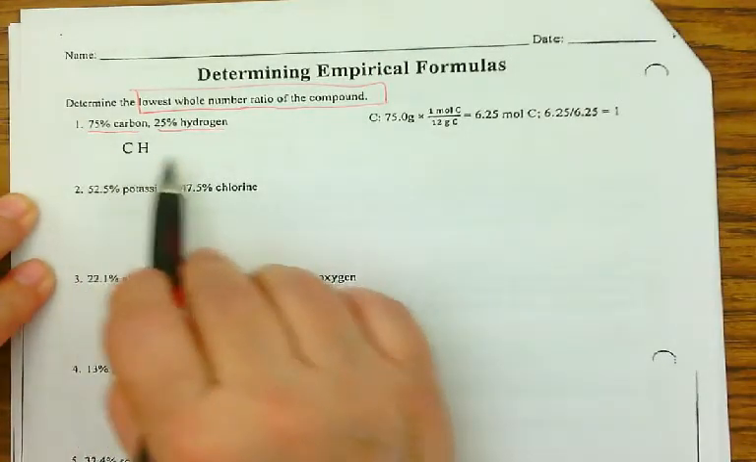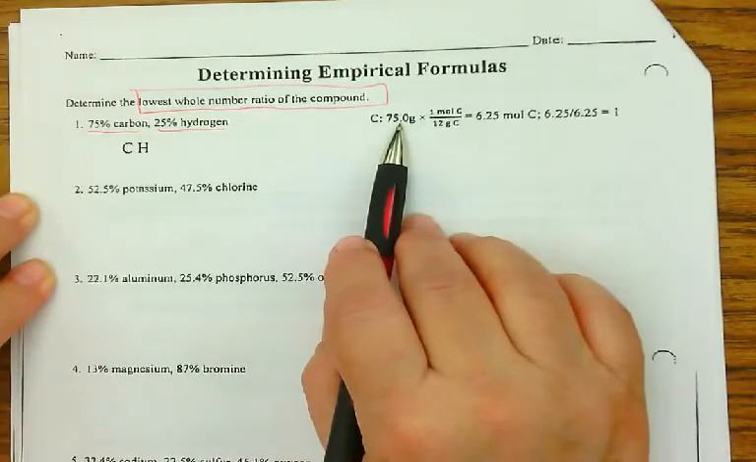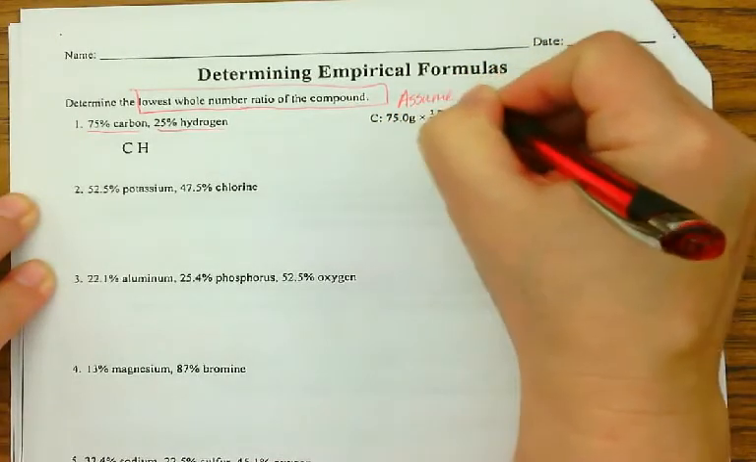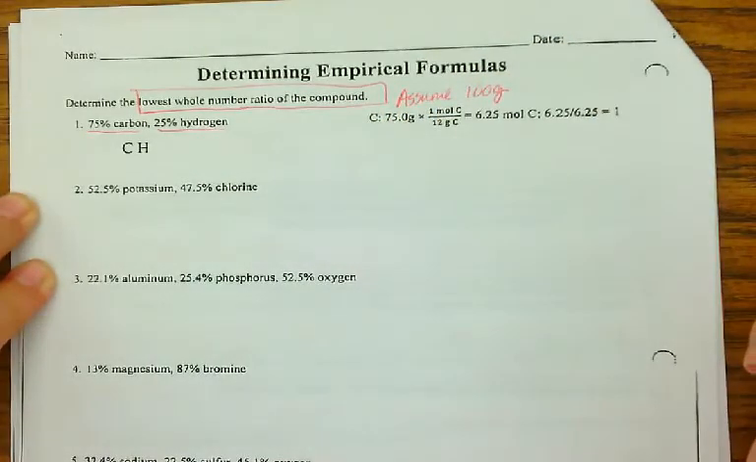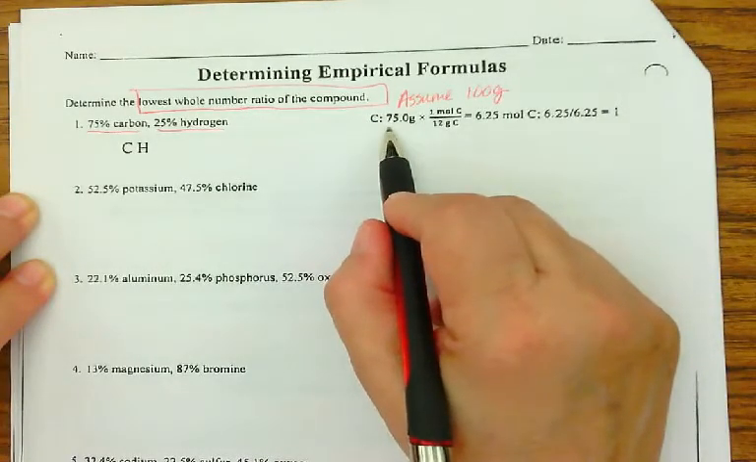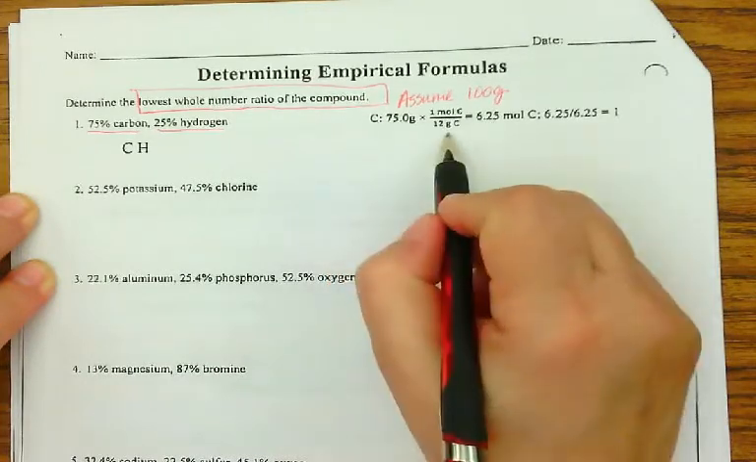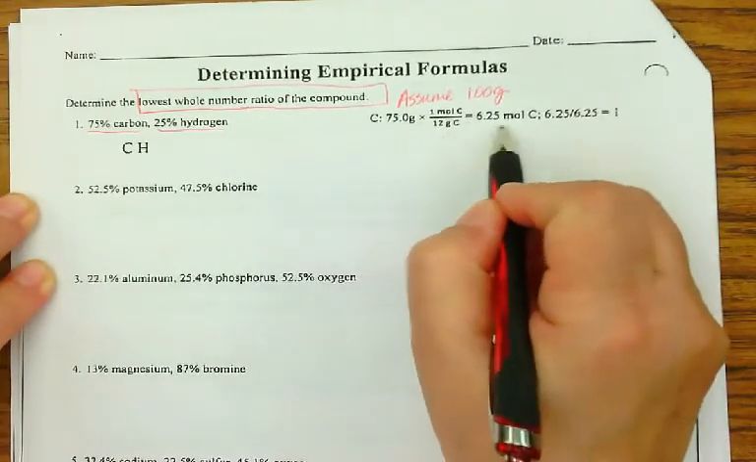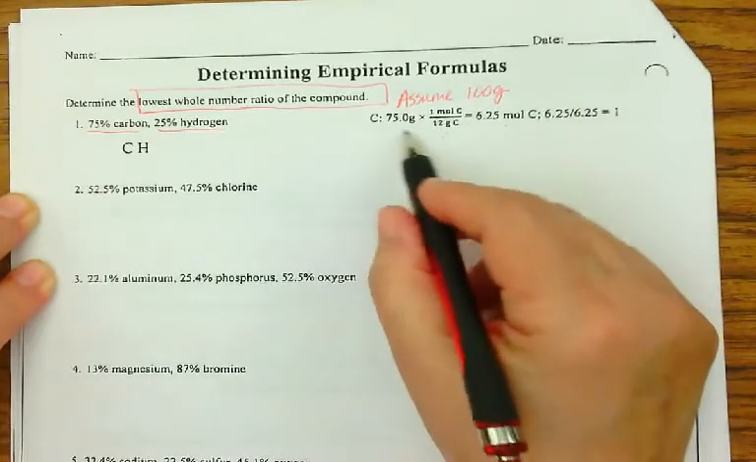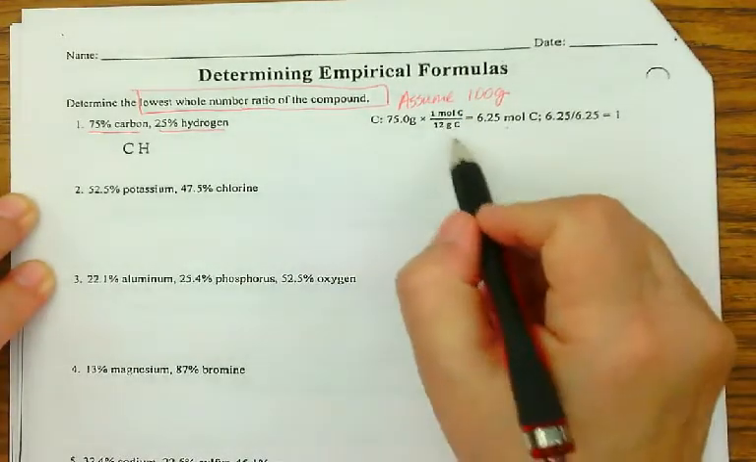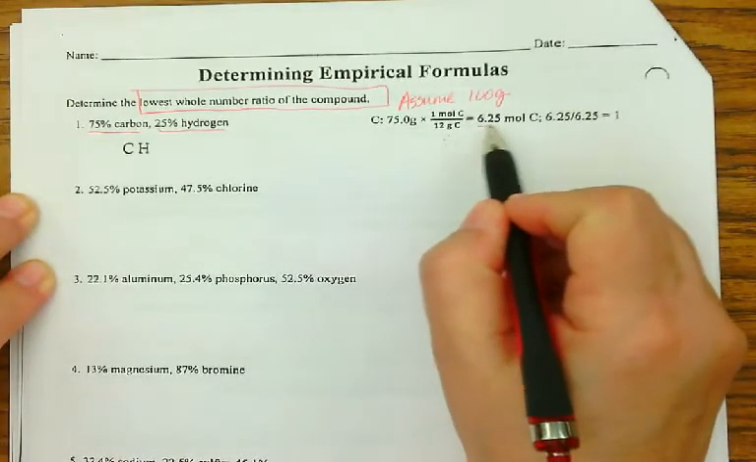So I have 1 carbon. If I say it's 75%, again, we're going to assume we have 100 grams. If I have 100 grams and I have 75% carbon, 75 grams is carbon. Then I use the molar mass of carbon and my blue card to determine the number of moles of carbon. And so since carbon is 12, our periodic table says 12.01, we are going to end up with 6.25 moles of carbon.